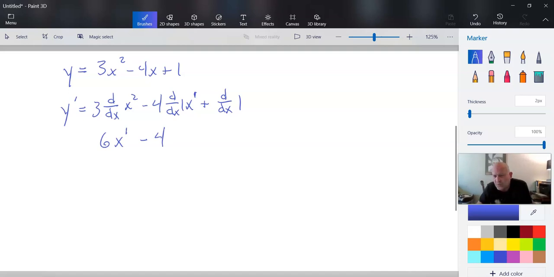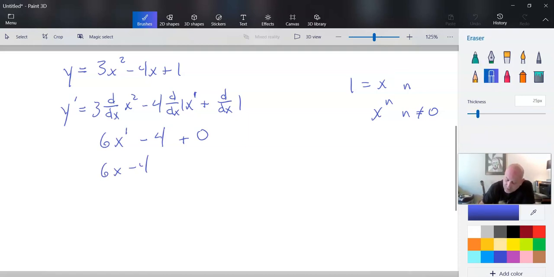Now, you do want to be careful with the constants, because technically 1 is equal to x to the 0, but this is the only place the power rule doesn't work. When I'm taking the derivative of x to the n, n cannot equal 0. So it doesn't work for that one. We already know that the derivative of a constant is 0. So this is now plus 0. We usually just don't even write that. So what we end up with is 6x minus 4.